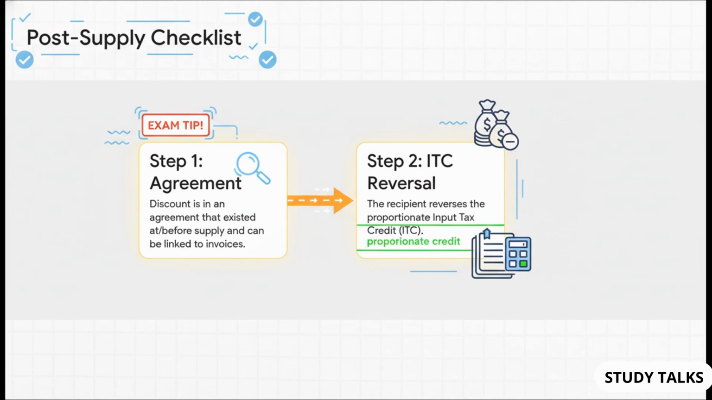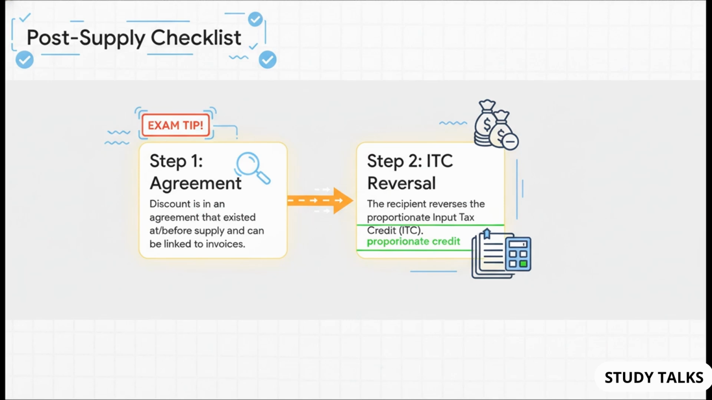Okay, everyone, pay close attention, because this slide is probably the most important one for your exam. To deduct a post-supply discount, you have to satisfy both conditions of Section 15.3(b). There's no picking and choosing here. First, there must have been a prior agreement. The terms of the discount had to be known before the supply happened, and you need to be able to link that discount back to the specific invoices.